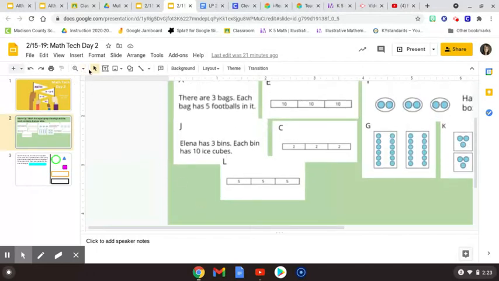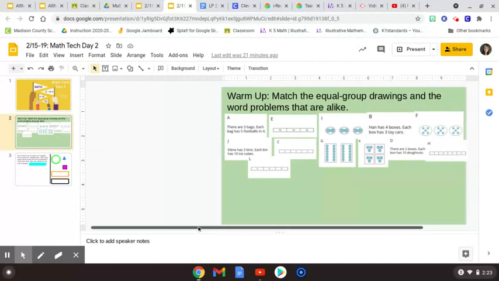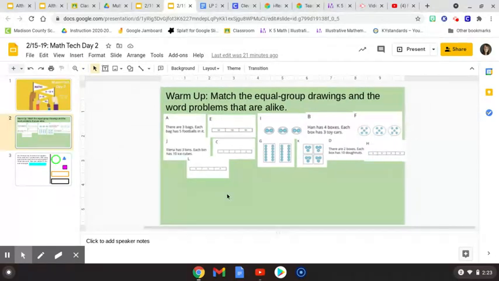So like you did yesterday, you are going to sort these cards based on if they are alike. Now, you will sort some of these and there'll be more than 2 matches, meaning there might be 3 cards that are alike. So if I think about A, it says there are 3 bags. Each bag has 5 footballs in it. So take a second and think about, what are your groups and what's in each of these groups? Well, it says there are 3 bags. So those bags are my group. So I have 3 bags, and then each of them has 5 footballs. So that means I have 3 groups of 5.